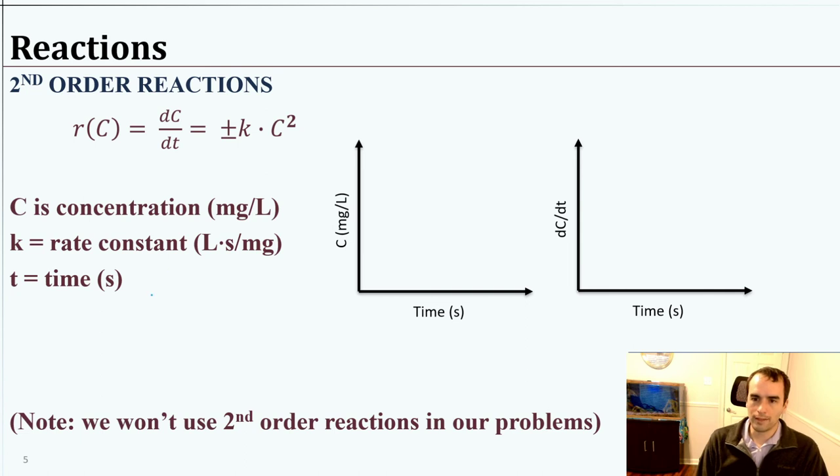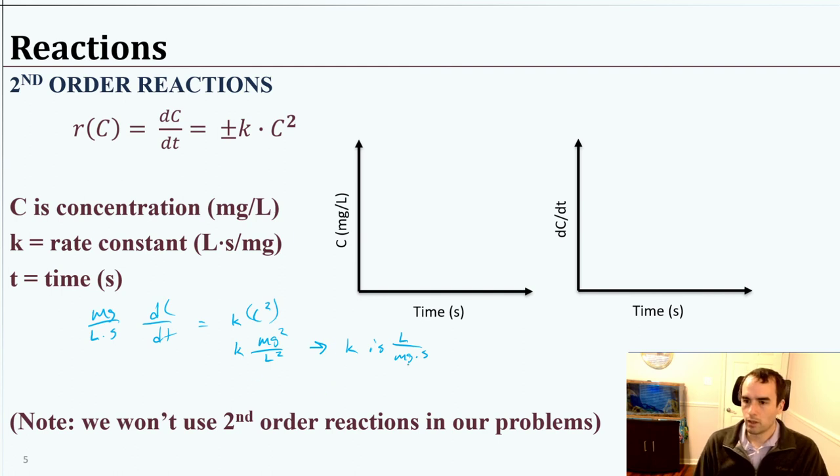Okay, second order, we can do the same exact analysis, and we see that dC dt, this is going to be milligrams per liter per second, has to be equal to k times c squared. So now k has to satisfy milligrams squared over liters squared and get this back into the milligrams per liter per second. So this means that k is actually the inverse. So k is going to be liters per milligram, and we need to add the seconds in there again. So this way, when we multiply, it'll take care of one of these. It'll take care of one of these. So then we're left with just milligrams per liter and per second. So that's how that works with the second order.